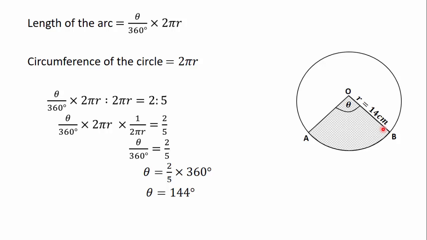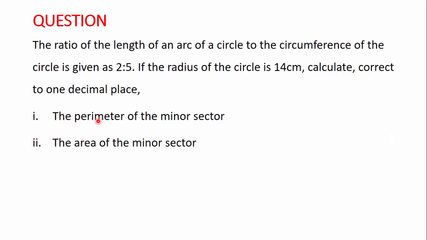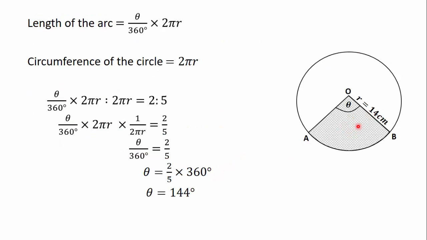Now all the question wants us to do is to find the perimeter of the minor sector and the area of the minor sector. So the shaded portion is the minor sector. In order to find the perimeter of the minor sector, the perimeter will be the distance round the minor sector. So it's going to be the distance from O to A, the distance from A to B, and the distance from B to O. That will be the perimeter of the minor sector.